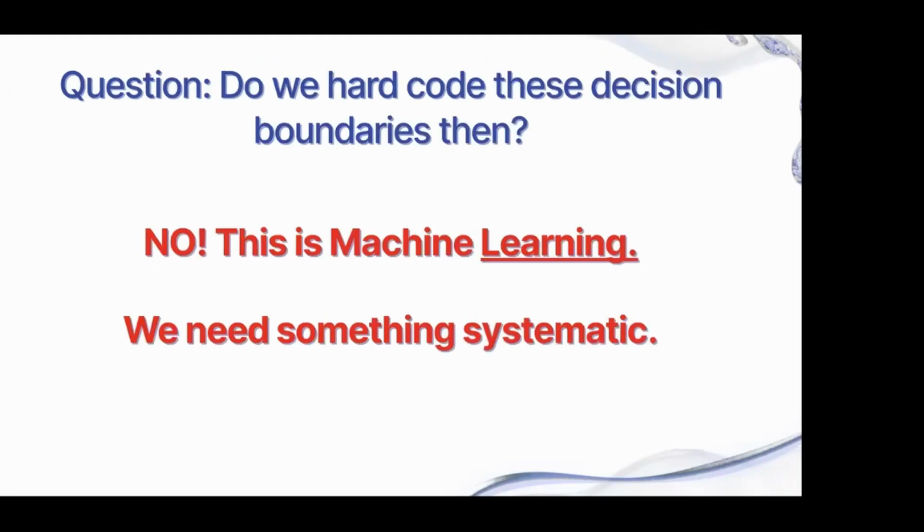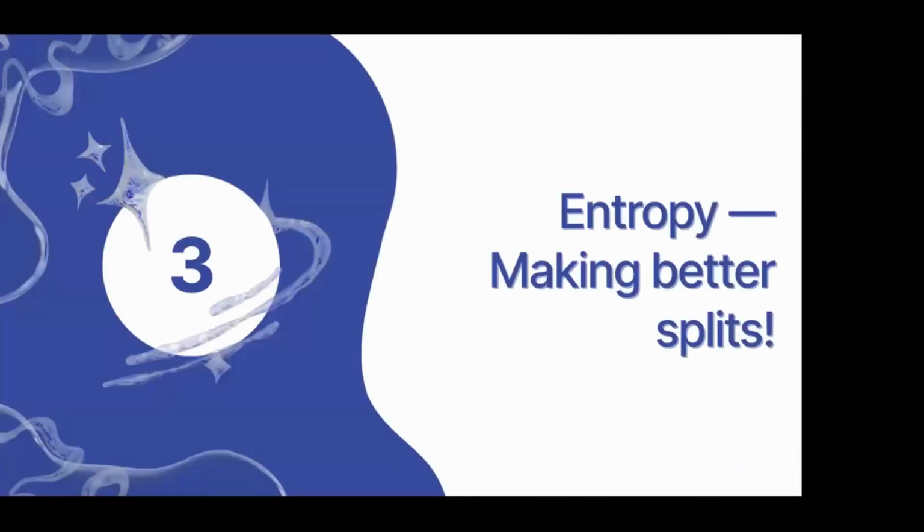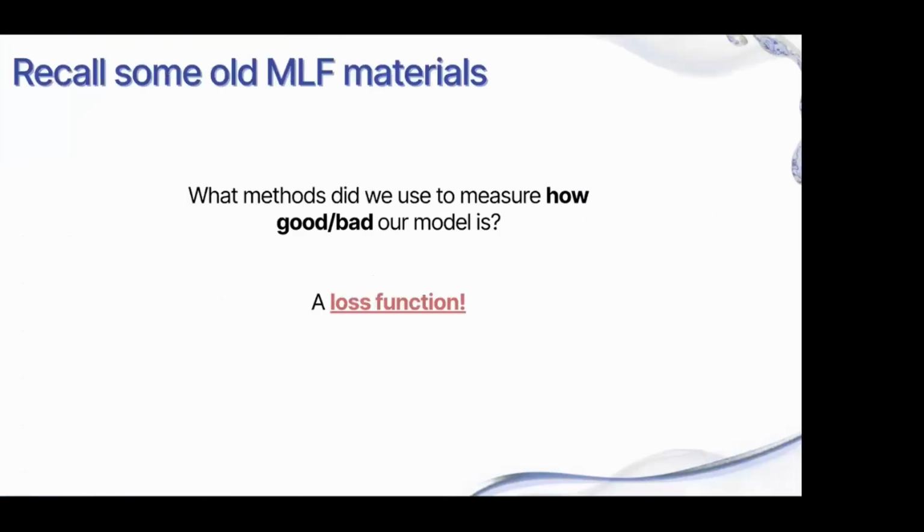So back to your question then. Do we hard code these decision boundaries? No, this is machine learning. We need something systematic. We need to tell the machine how to systematically find the best splits. So how can we do that? We do something called entropy. Entropy is all about making better splits with your decision tree.